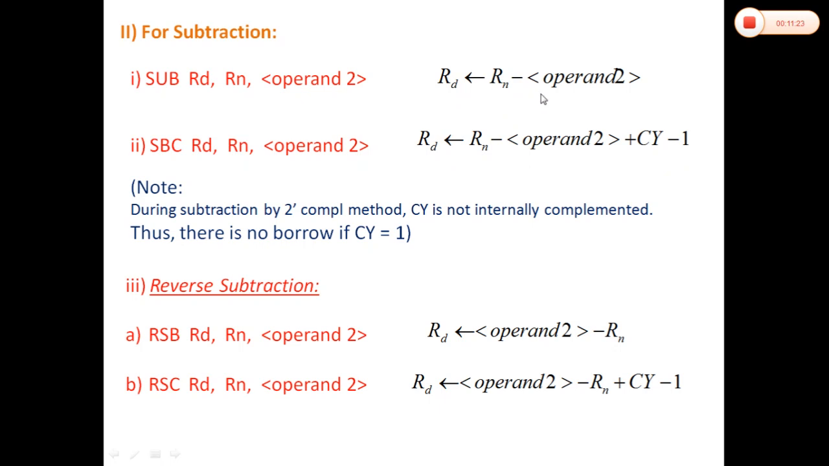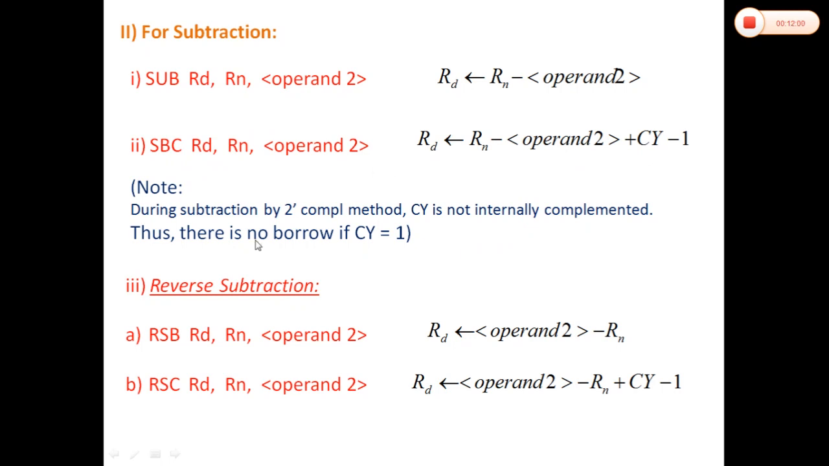But in the previous operation, if no borrow was needed, that means Rn is larger than operand 2, no borrow is needed, then in that case the carry flag will be 1. And then when this instruction works, because the carry flag is 1, 1 minus 1 will be 0, and nothing will be additionally subtracted during this operation. And therefore, when there is no borrow, nothing will be additionally subtracted. When there is a borrow, 1 will be subtracted from this subtraction. Okay, so that's how this additional precaution is taken by this modified version of the subtraction with carry.